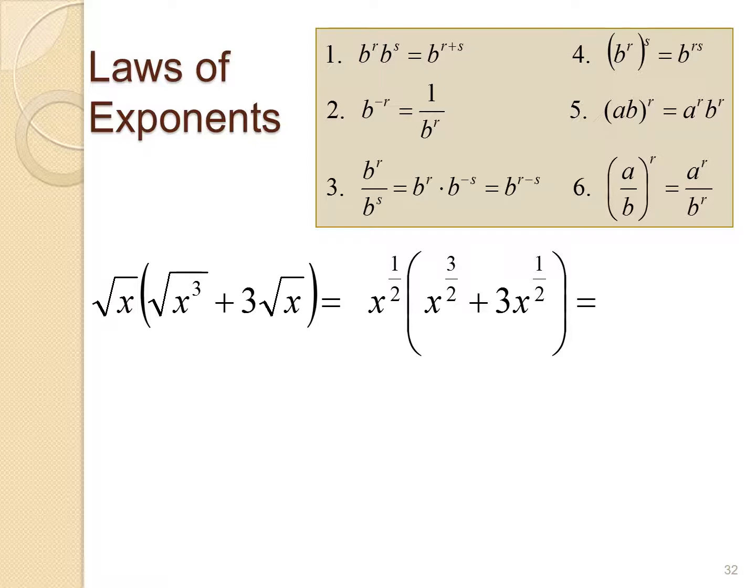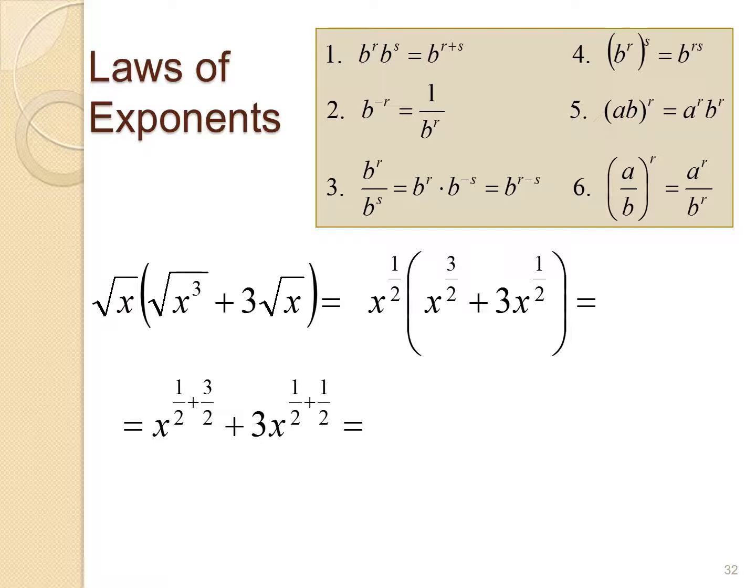Now, when we do this, the x to the 1/2, we distribute that. We multiply it by every term inside the parenthesis. And when you're multiplying by the same base, you add exponents. So it becomes x to the 1/2 times x to the 3/2. And of course, since it's the same base, you can add them together. So it becomes x to the 1/2 plus 3/2. Then the x to the 1/2 times the plus 3x to the 1/2.